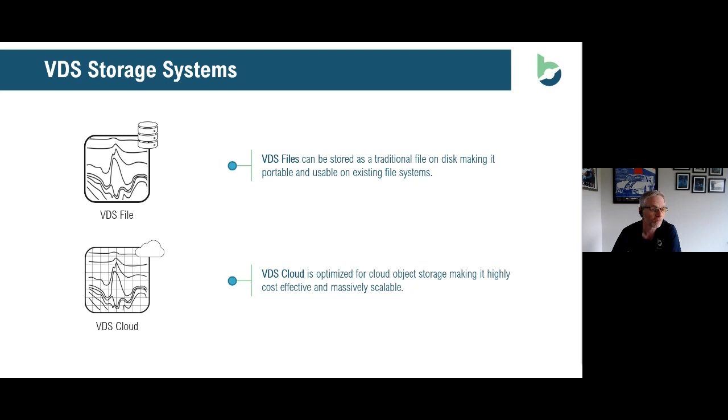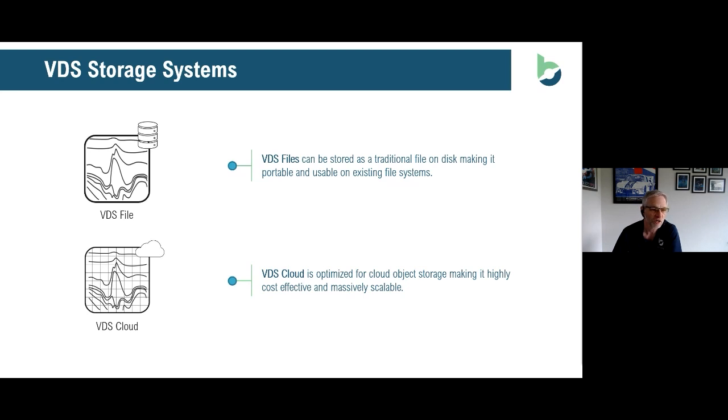There's two storage formats for VDS. One is file-based and the other is cloud. The files are really good for traditional file systems on-premise, but it also makes them portable for things like transmitting data from acquisitions.